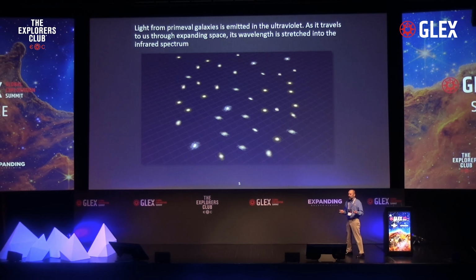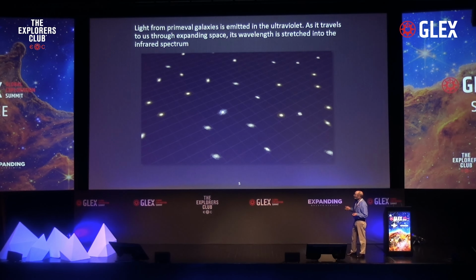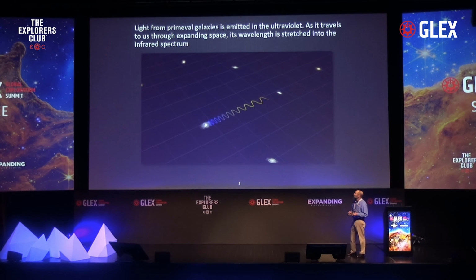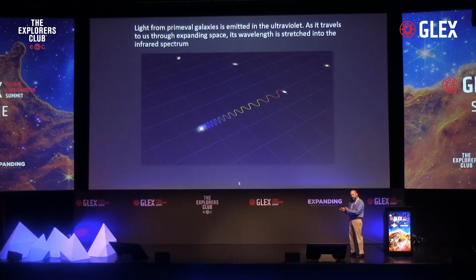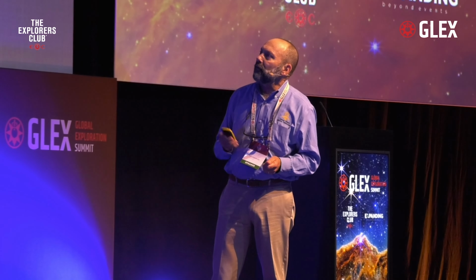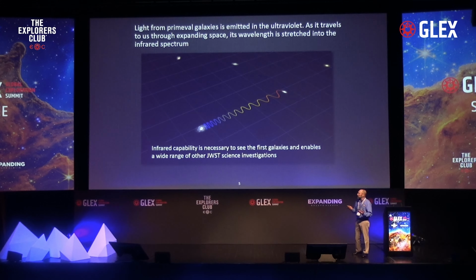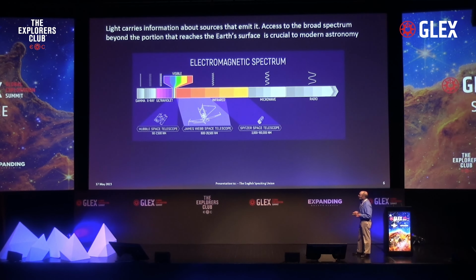Well, what does this have to do with the James Webb Space Telescope? Well, in order to see the first galaxies in the cosmic dark zone, those galaxies emit their light in the ultraviolet. But as that light travels to us through the expanding space, through the expanding raisin bread dough, its wavelength is stretched into the infrared. So to see that light today, we have to build an infrared telescope. And the infrared capability that we put into the Webb enables it to pursue lots and lots of other science that we'll talk about.